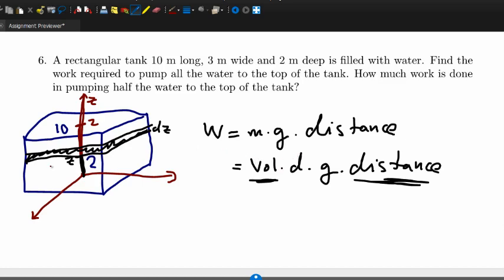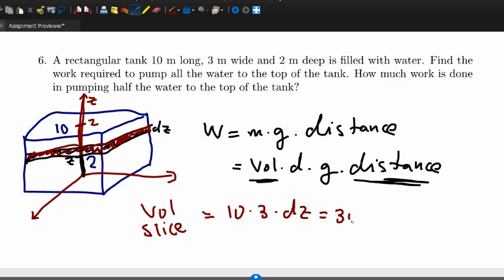Alright, so let's go back here and let's try to compute the volume of this slice here. What do you think this slice is going to be? This slice is nothing but a rectangular box, right? So what will be the volume of the slice? I have to multiply 3 edges, right? So this edge here is still 10 meters, width is still 3 meters, but now the height is dz. So I have 10 times 3 times dz, which is 30 dz.